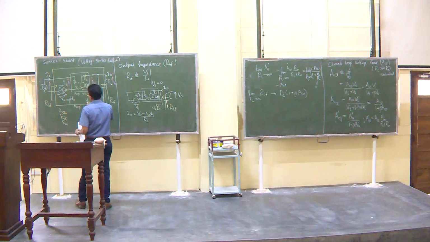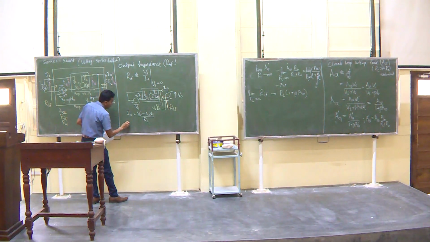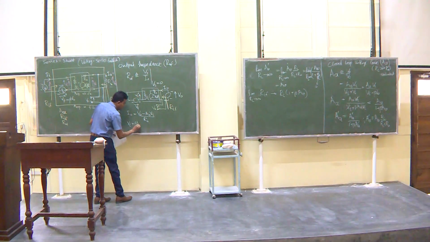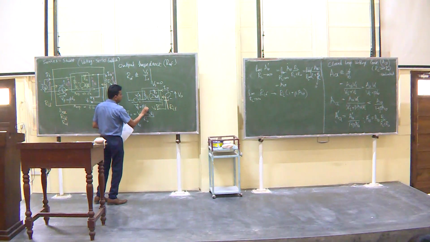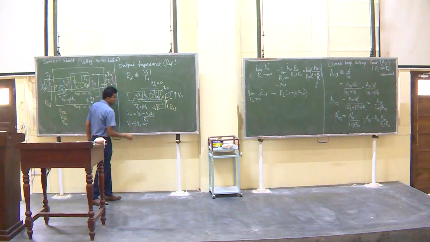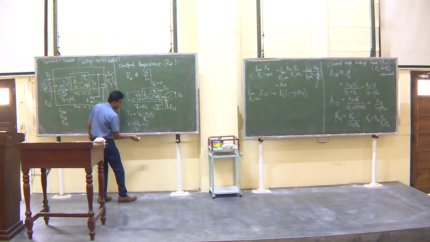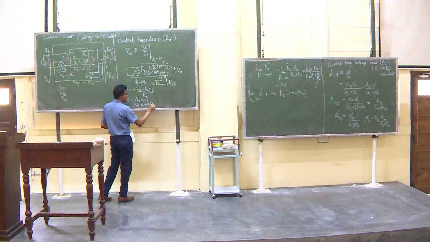If I apply Kirchhoff's voltage law to this circuit, I know that Vi plus beta V out, which is Vf, is equal to 0. So therefore, Vi is equal to minus beta V out.